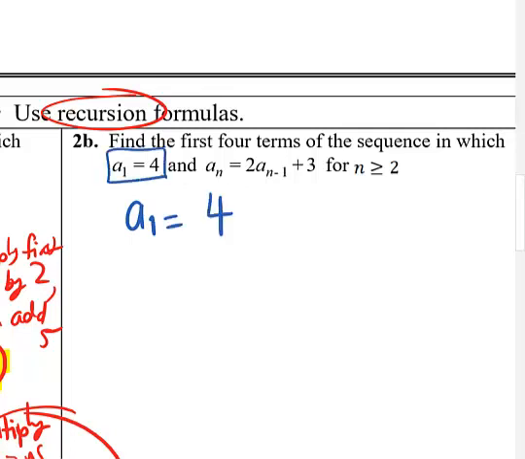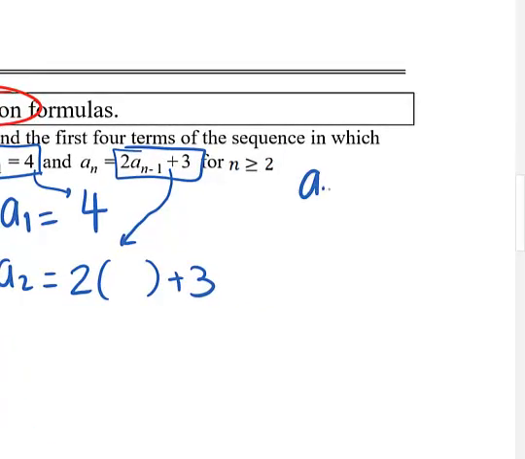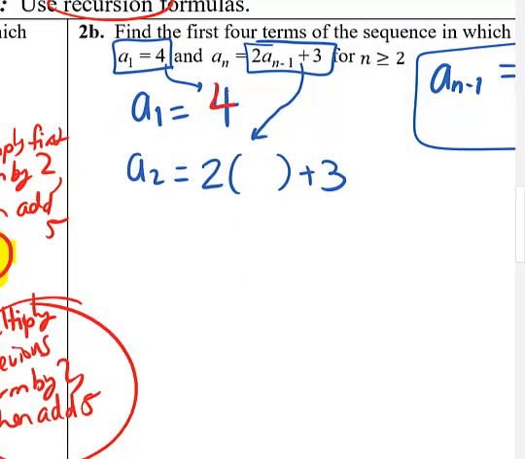The first term is 4, that's what they told us. The second term will be, okay, using this formula, I'm just going to grab it and bring it down. It's 2 times the previous term plus 3. Just think of that a sub n minus 1 as the previous term. So that's really what that means, if you ever see that. So whatever the previous term was, in this case, they told us the first term was 4, so the second term should involve that guy. 2 times 4 plus 3. See, 2 times 4 is 8 plus 3 is 11. So there's our second term.